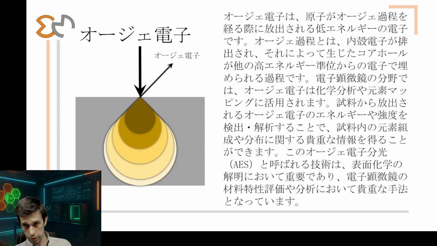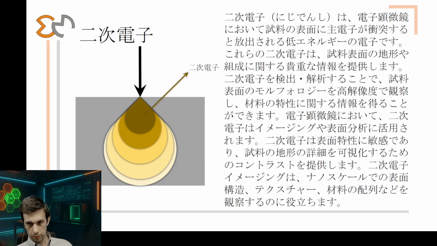First type is Auger electrons. These electrons are very low energy, and they give information about elemental composition and the distribution in the sample. This is used in Auger electron spectroscopy, and it's good for surface chemistry, and we will talk a little bit more about Auger electron spectroscopy in the next class.